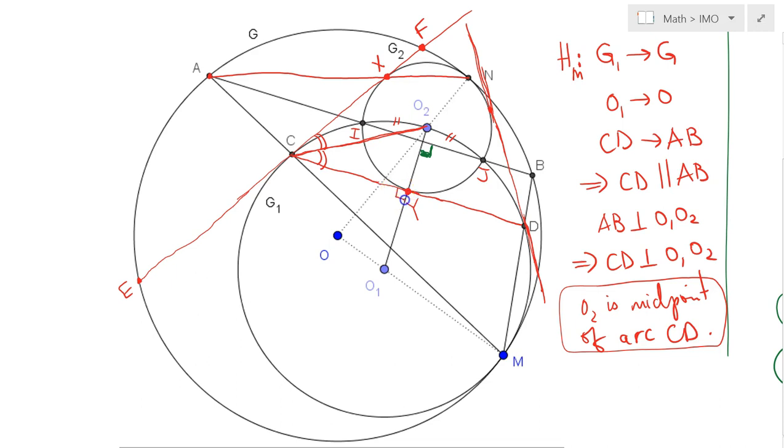Clearly, remember that we have already established that CD is perpendicular to O1O2 as well, and this clearly concludes the problem. So the circle is between these two rays, and CO2 is the angle bisector. We have just proved that these two angles are equal because arc CO2 is equal to arc O2D, as we have explained just a minute ago, and we are done.